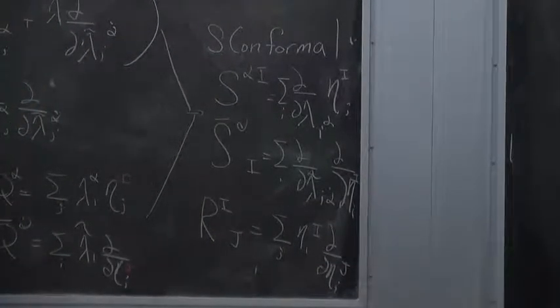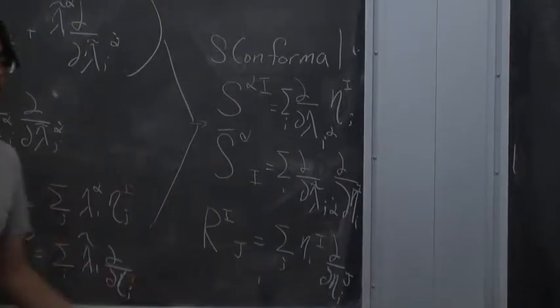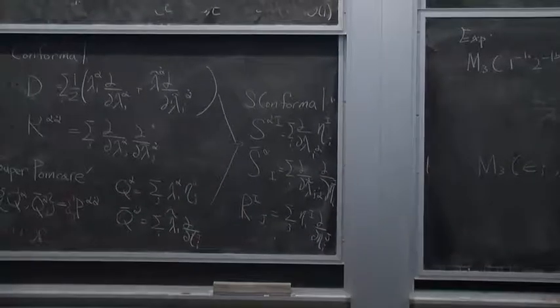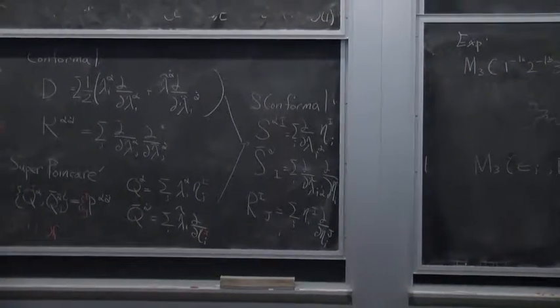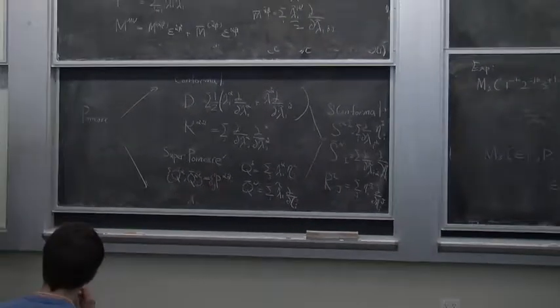Okay, so I start from Poincare, and then in various steps I include new generators. And if the final function respects any of these symmetries, that means the final function must be invariant once these generators act on it. Okay?